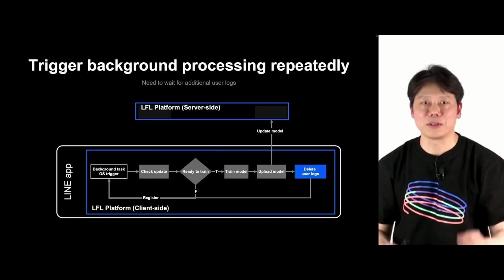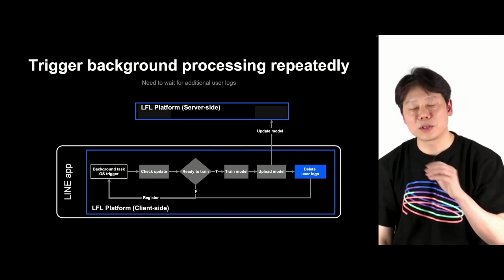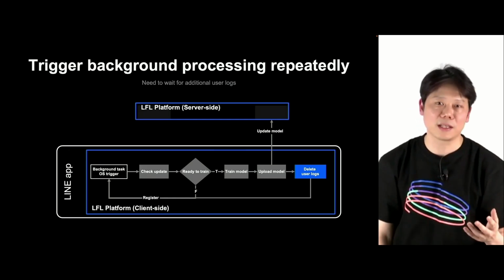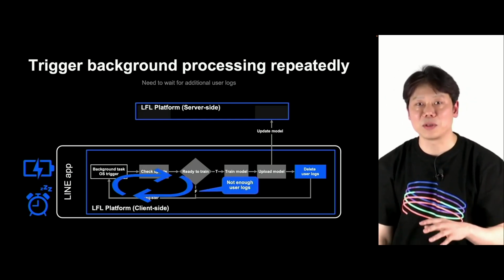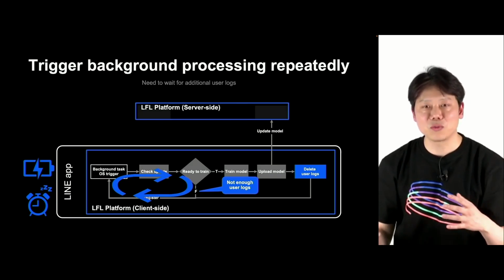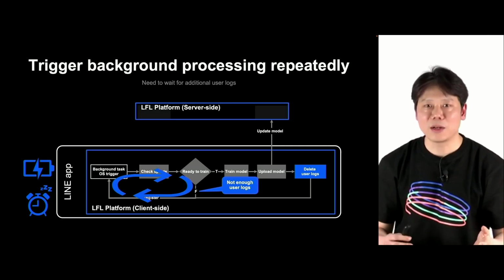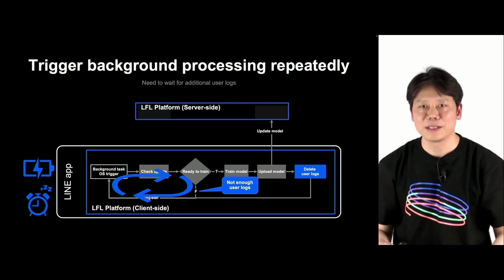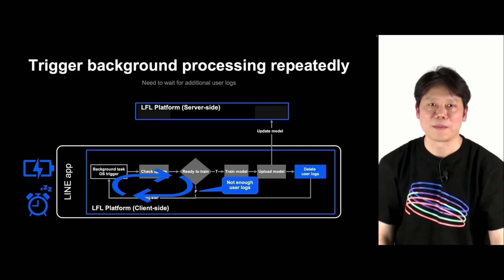And in another case, when the model learning has been successful, then after the learning is done, the result will be uploaded to the server and the privacy information will be deleted from the log. And then for model training, the user log should pile up sufficiently. But until there is enough user log, the background task is triggered repetitively.